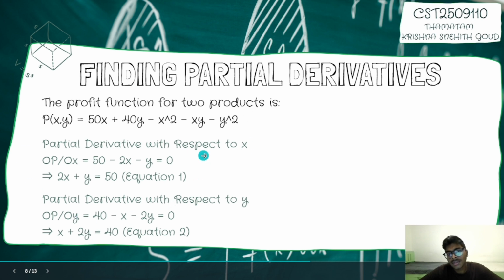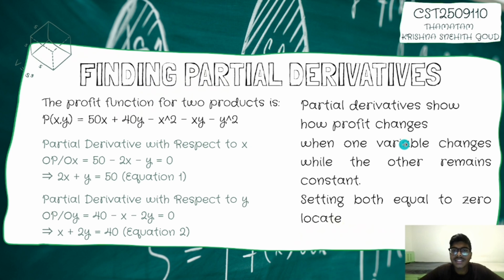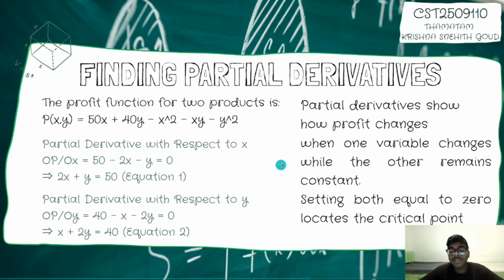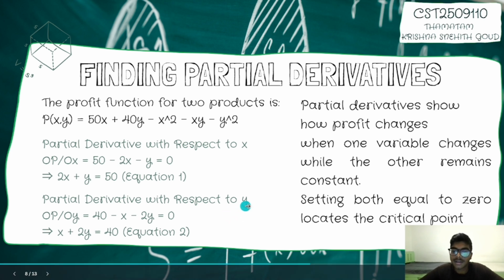We can observe on this slide that the partial derivative shows how profit changes when one variable changes while the other remains constant. So in these two scenarios, with respect to x, the y is going to be constant. With respect to y, the x is going to be constant.